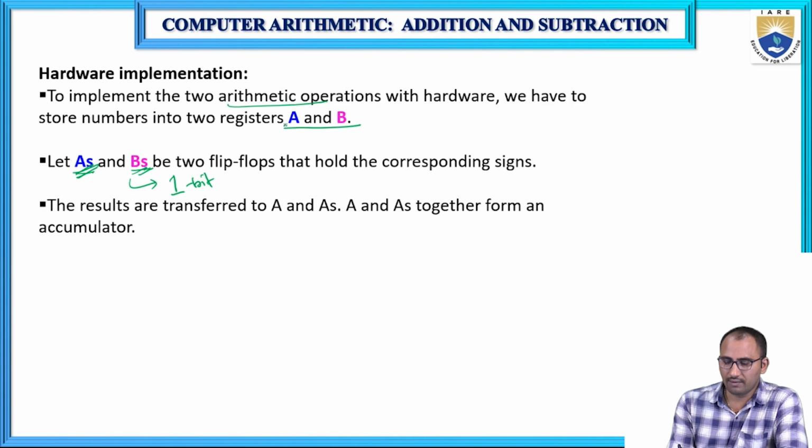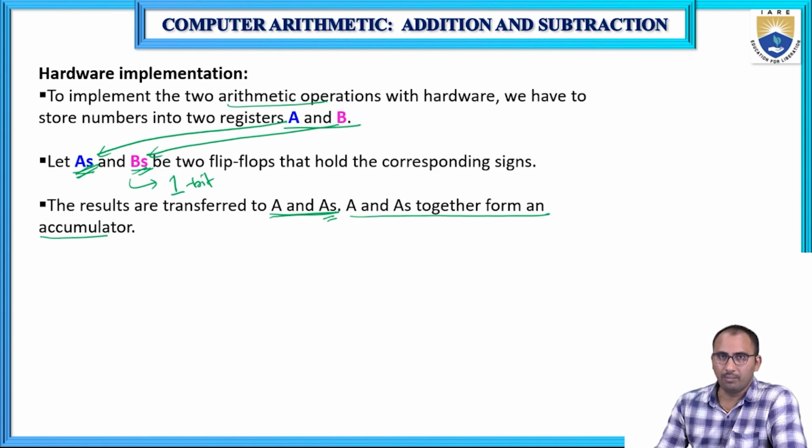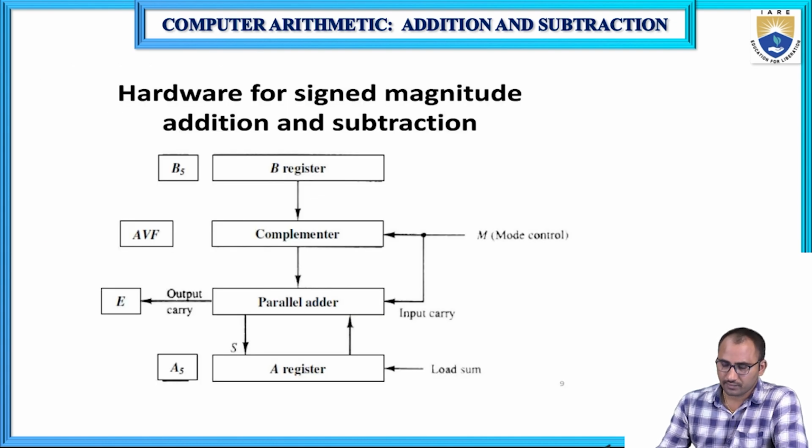So the sign of the A register we are storing in AS, and the sign of the B register we are storing in BS. The results are transferred to A and AS. Finally, after adding, the result will be stored in the register A, and its sign will be stored in AS. So A and AS together form an accumulator. So this is the hardware for signed magnitude addition and subtraction.